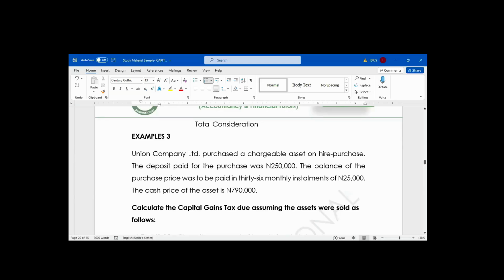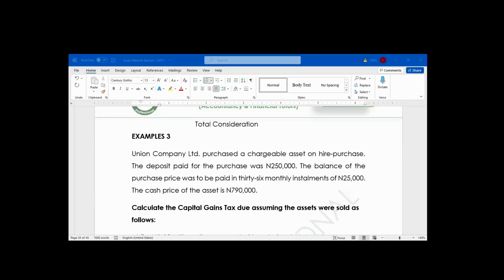Union Company Limited purchased a chargeable asset on hire purchase. The deposit paid for the period was 250,000. The balance of the purchase price was to be paid in 36 monthly installments of 25,000 naira. The cash price of the asset is 790,000. Calculate the capital gain tax due, assuming the asset was sold as follows.